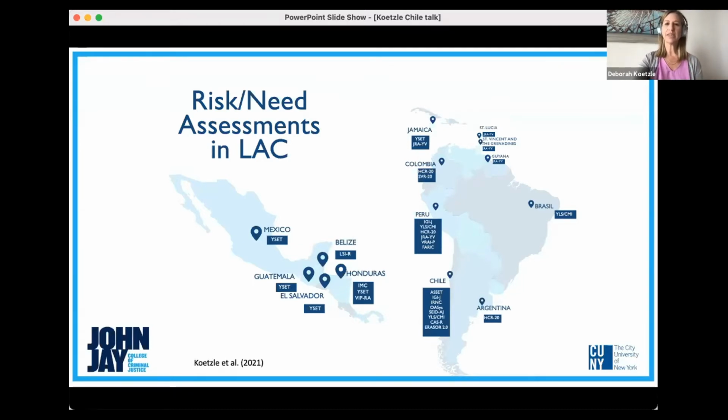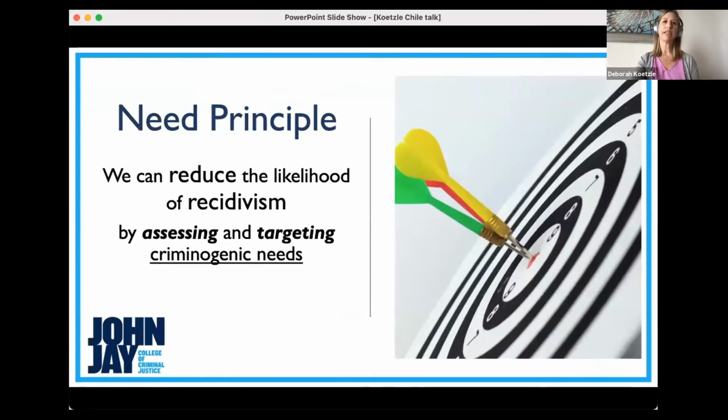In addition to thinking about risk, we also want to make sure that we're adhering to the need principle. And the need principle says that we can reduce the likelihood of recidivism by assessing and targeting criminogenic needs, and that we do this with deliberate, structured interventions. What are criminogenic needs? Quite simply, they're dynamic risk factors.